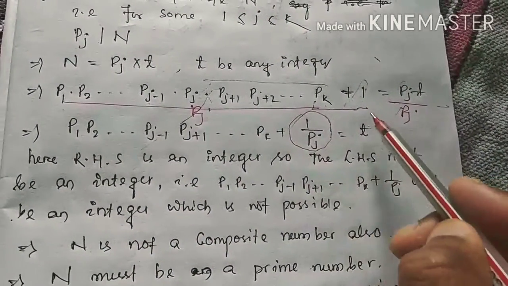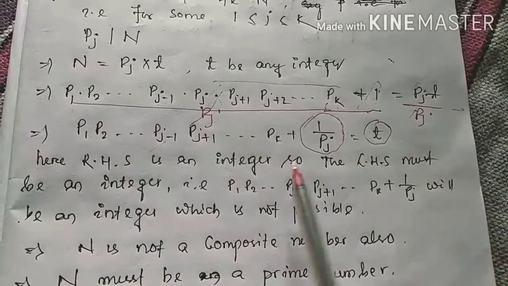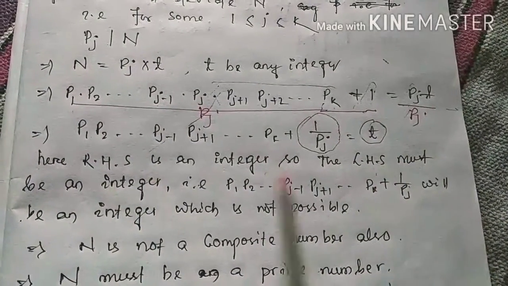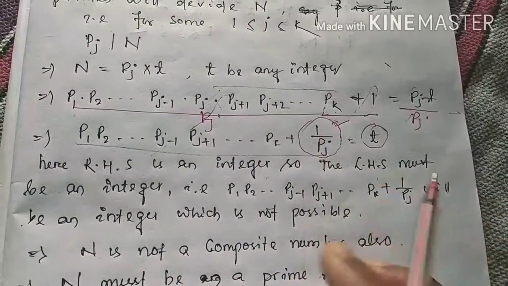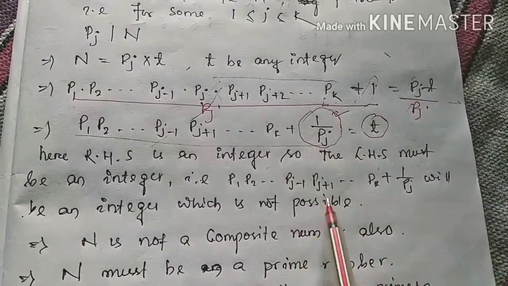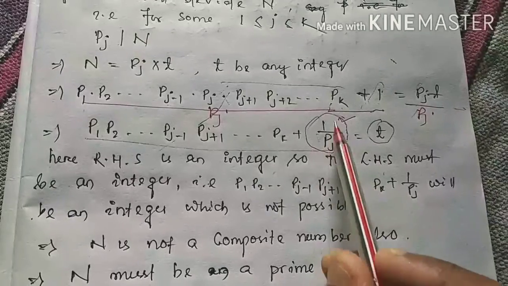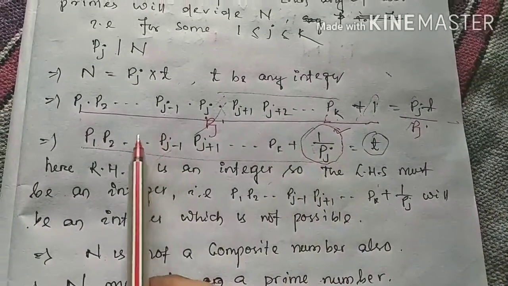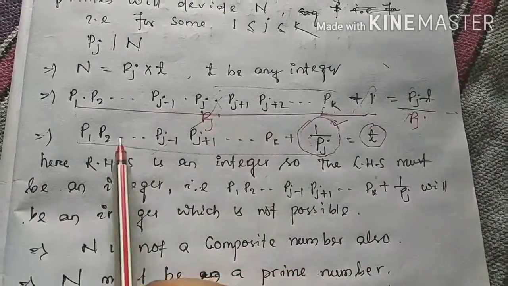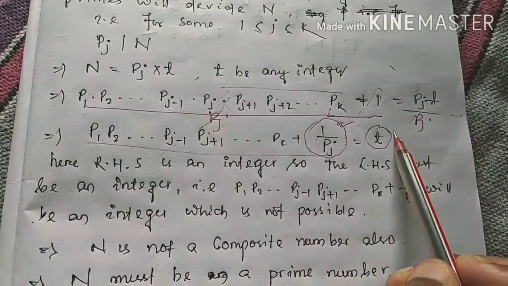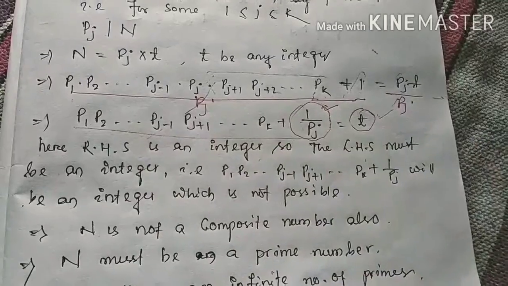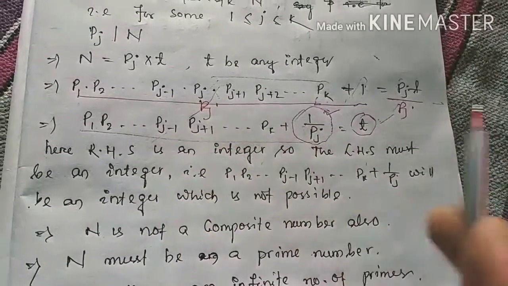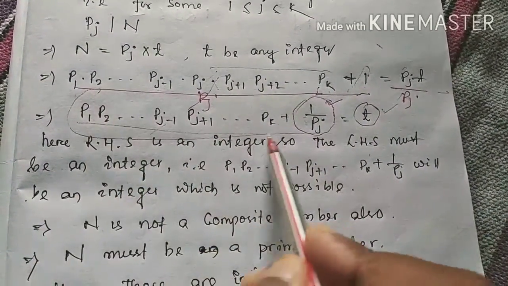Here the RHS, t, is an integer, so the left hand side must be an integer. But because of this term, it is a fractional term. This is a proper fraction because it is 1 divided by a prime. So when we add to this, it gives a fraction, but the right hand side is an integer, so this cannot be. This is not possible because this cannot be a composite number.